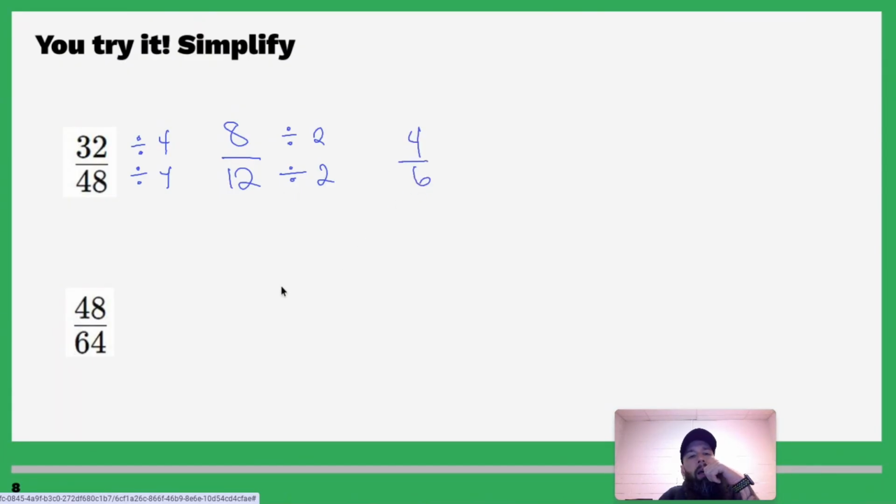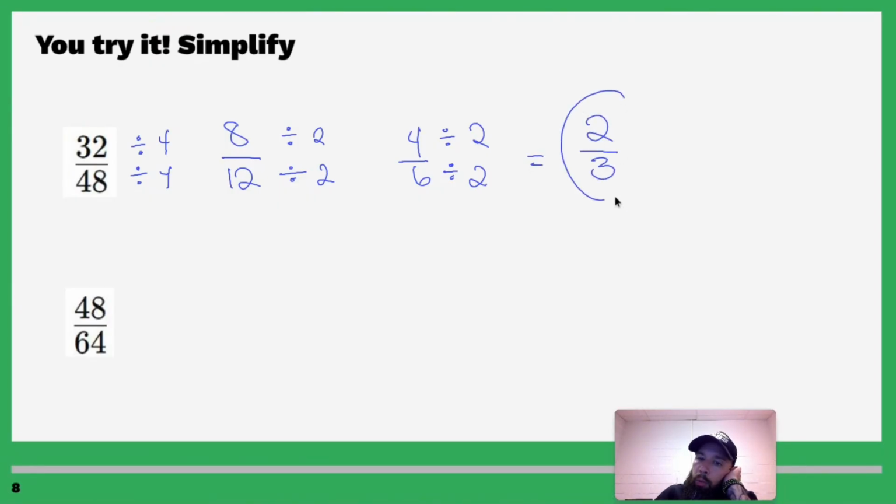And look at that. I could still keep going. And that was an actual mistake. I can still keep going. I'm still not done yet. I can divide the top and the bottom, again, by 2. That leaves me with a final answer of 2 over 3.